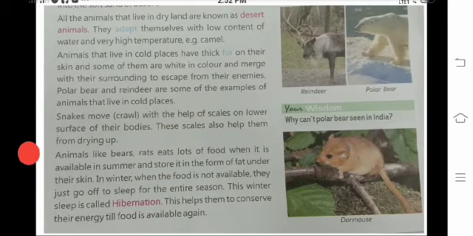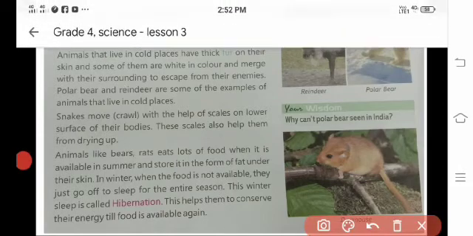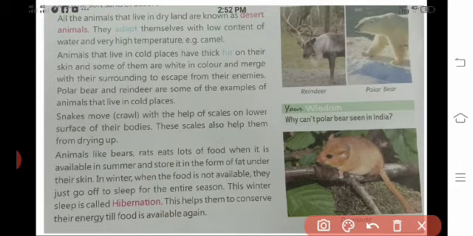Next one is, all the animals that live in dry land are known as desert animals. They adapt themselves to low water content and very high temperature. Example, camel. In deserts, there is no water available.